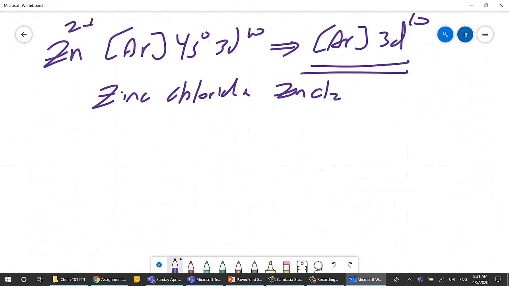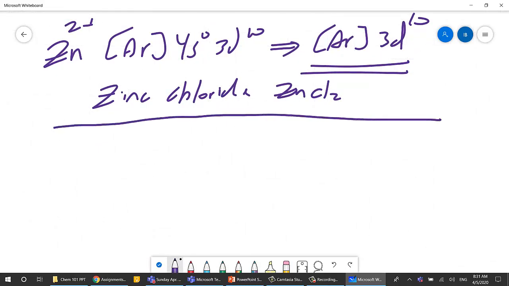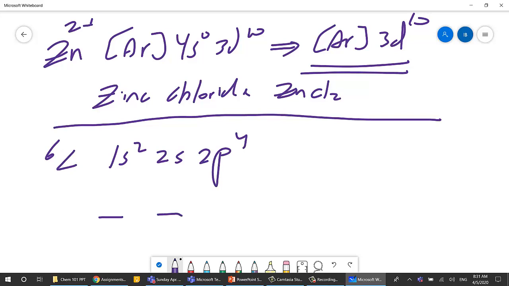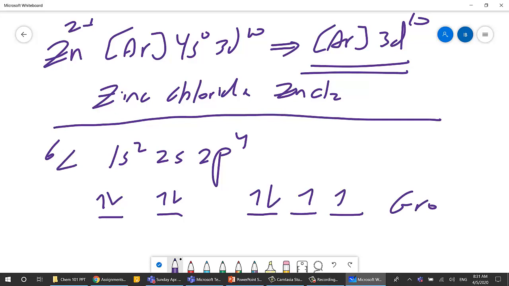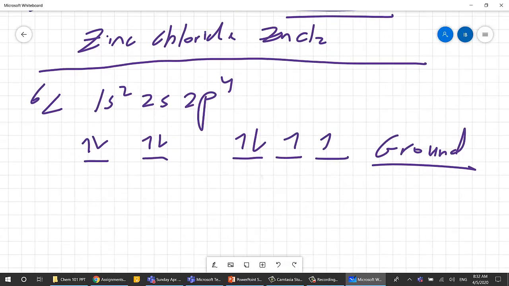Now I keep saying ground state and excited. What does that mean? Let's take one more example and I will tell you. If I ask you the electronic configuration of carbon, which has 6 electrons, you say it's 1s2, 2s2, 2p2. So 1s2, 2s2, and then 2p2. This is called the ground state. Ground state means the more stable, the lowest energy, the normal, the good electronic configuration.